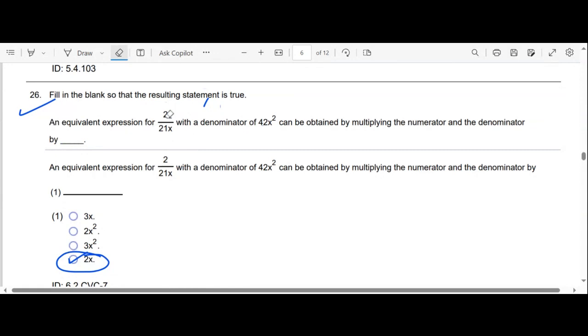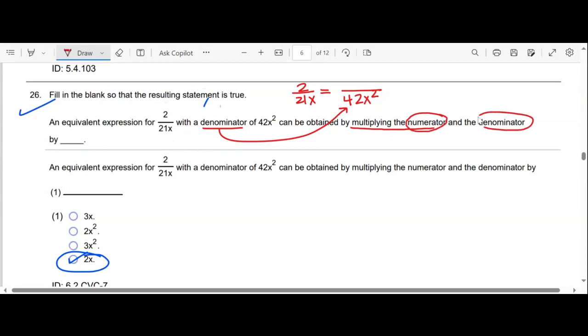An equivalent expression for 2 over 21x with the denominator of 42x squared. What does the denominator mean? It means the bottom, right? So the top is 2 over 21x, and the bottom is going to be 42x squared. Correct? We said the denominator can be obtained by multiplying the numerator and the denominator by... so what did I do to the 21x to make it 42x squared?